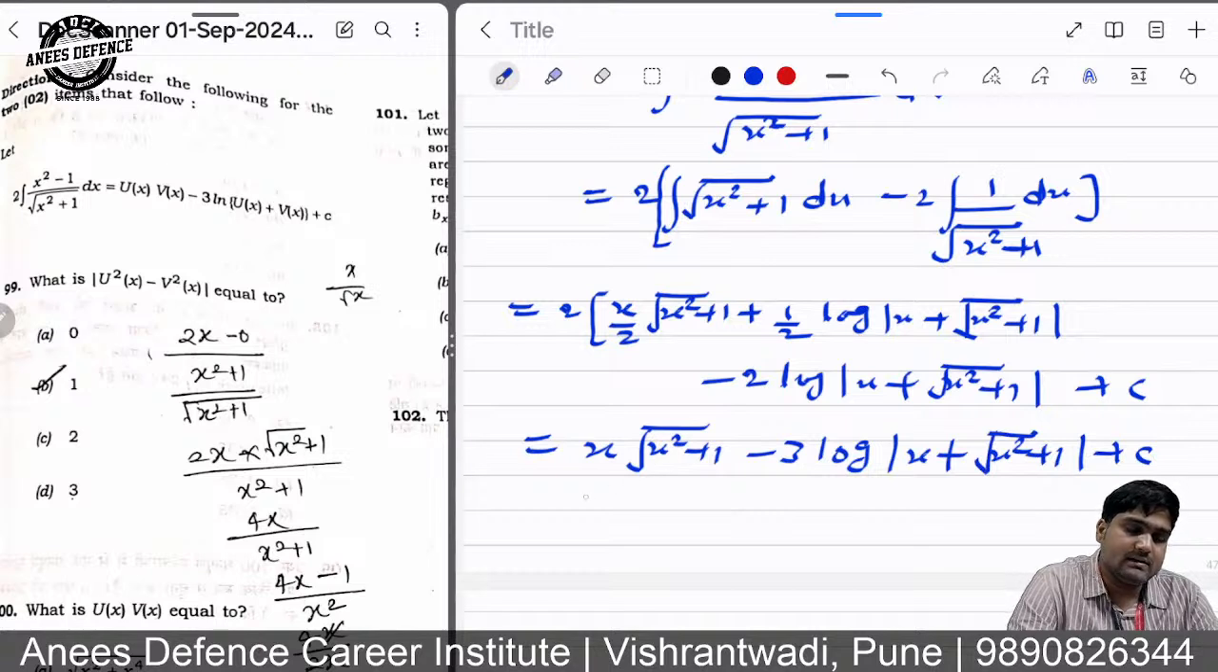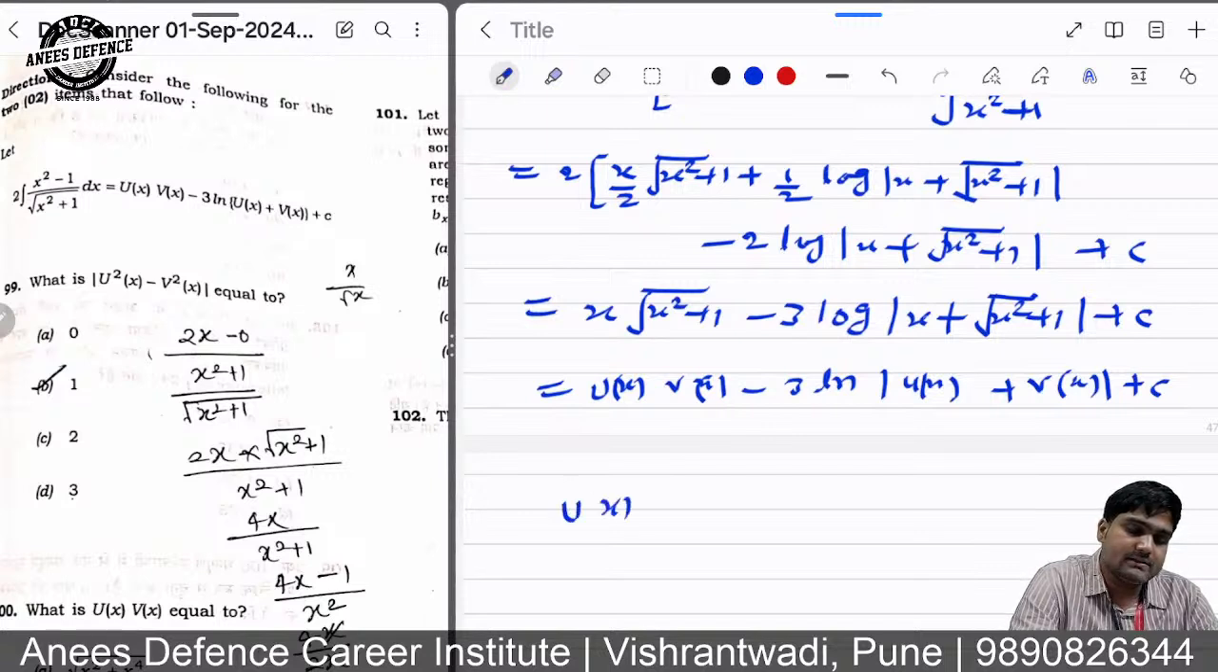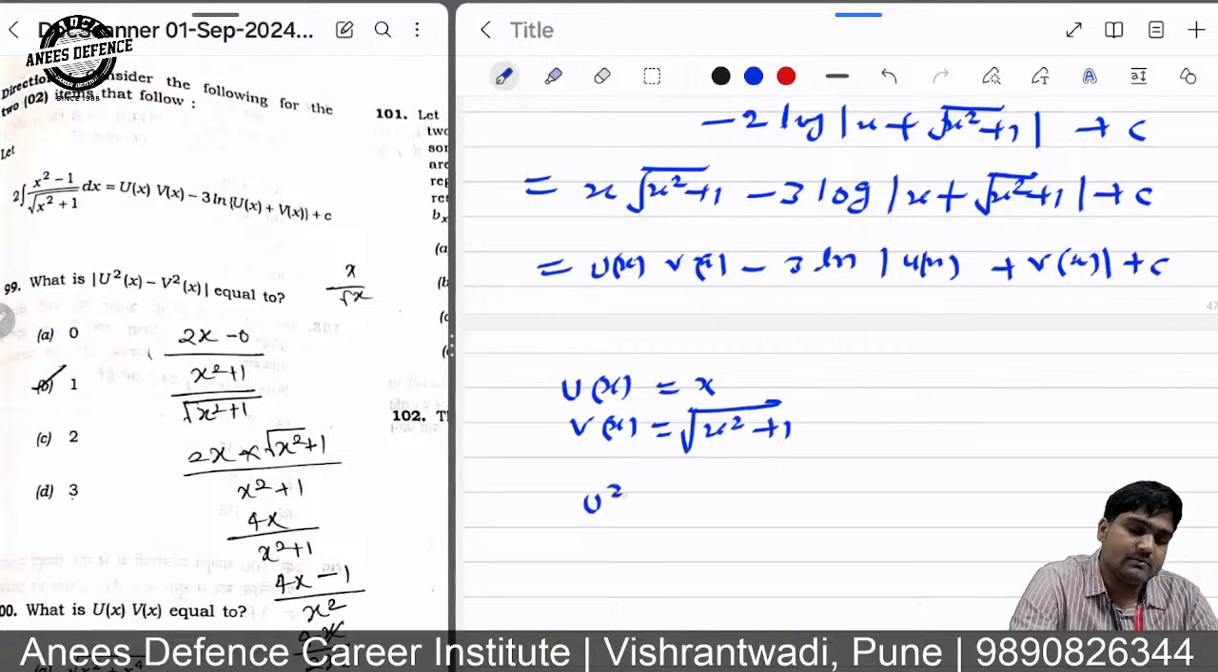As we can see, the right hand side is given as u of x into v of x minus 3 times ln of u of x plus v of x. Now compare these two expressions. We can see that u of x is x and v of x is root of x square plus 1. Now we have to calculate the value of u square x minus v square x. Squaring and subtracting these two values gives the result minus 1.